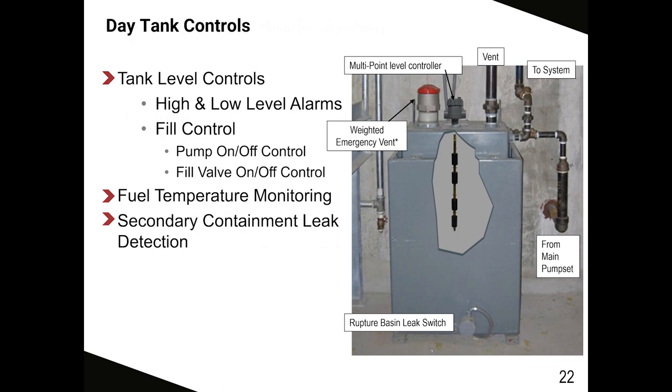If this inner tank here was a New York City built tank, we could just run one vent line off that main tank. Obviously, the rupture basin has an open top, so no need to vent that. And that vent line would be, depending on your day tank, 2 to 3 inch diameter.